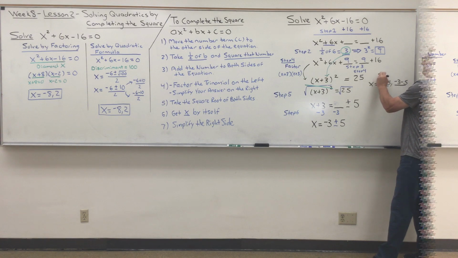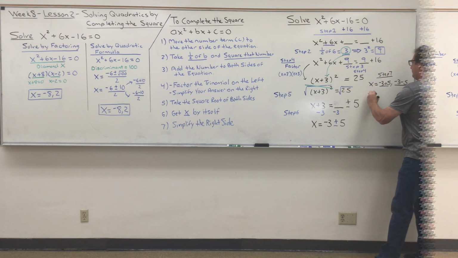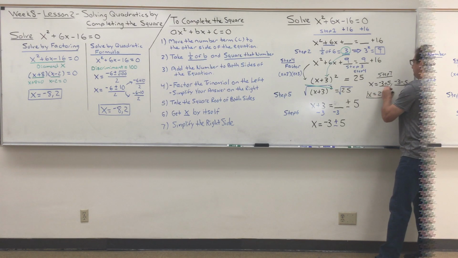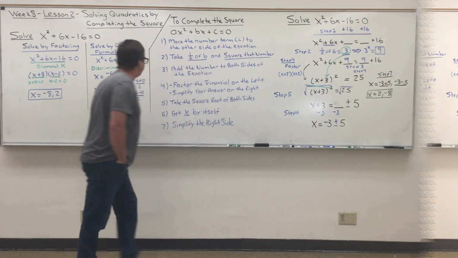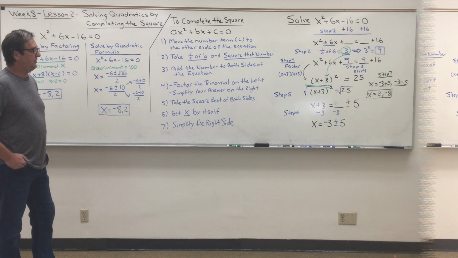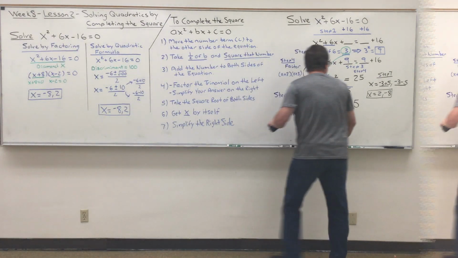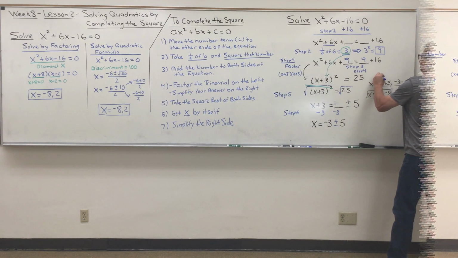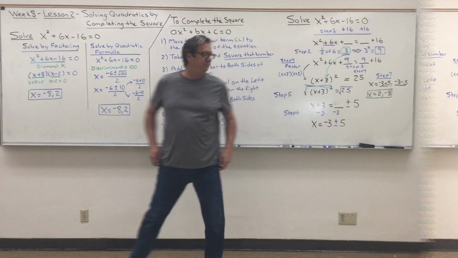So here we are in step 7. X equals 2 and negative 8. Okay? So we have a 7-step process for completing the square. I'll just kind of put that in blue to highlight.